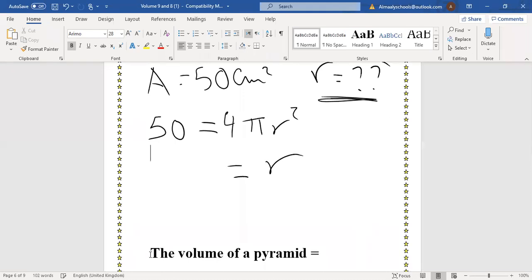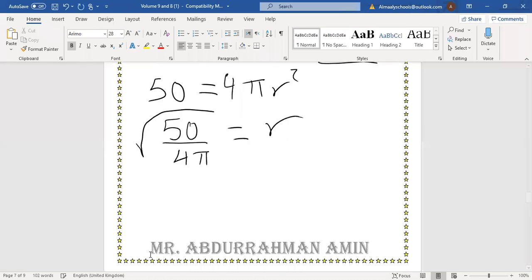r equals 50 divided by 4 pi. Don't forget to put the square root. Yes, right. So it will be the square root of 50 over 4 pi. This will give you the length of the radius directly. Any problem? No, sir. Thank you, Sarim. Question number 3 is harder than question number 2, but I need someone to solve it with me.